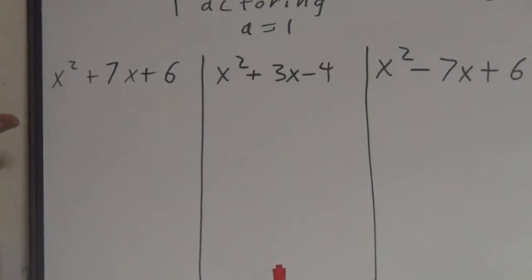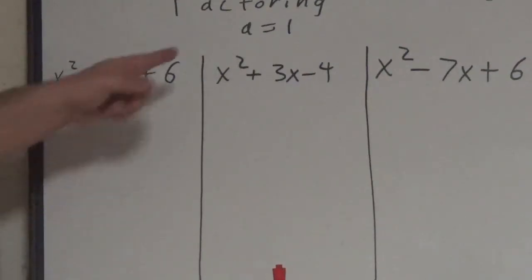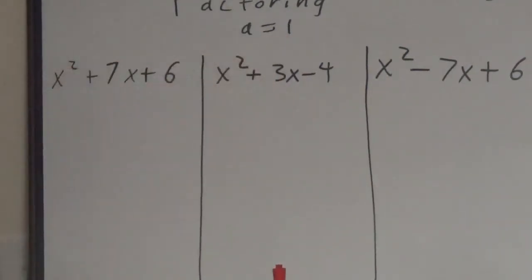Okay. A equals 1 means that if we have a number in front of x squared, then that would be the coefficient. If we don't have a number listed, we assume that number is 1. That's why A equals 1.